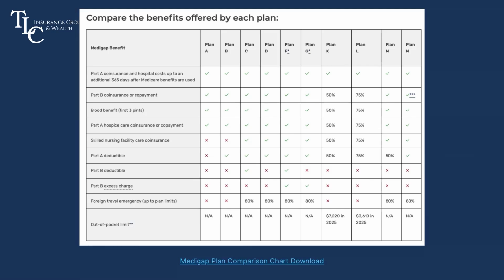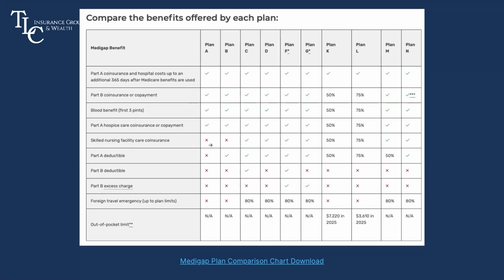So Plan A, for example, if you look at the first column, you will see that there are check marks for coverage in the first four columns. So it's going to cover Part A coinsurance, Part B coinsurance, a blood benefit is going to be covered for the first 3 pints. Part A hospice care coinsurance is going to be covered.